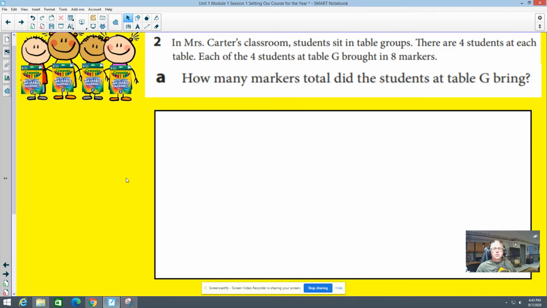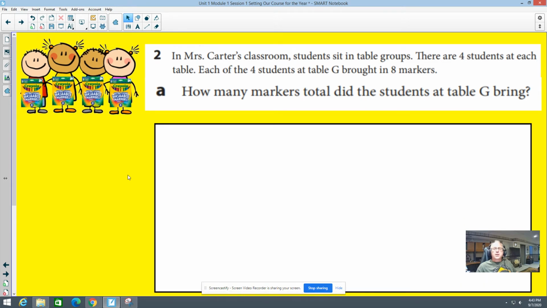All right, so now that we're still modeling a couple other ones here, we're going to do problem 2. In Mrs. Carter's classroom, students sit in tables, okay, groups. There are 4 students at each table. So again, when I look at this, I say, okay, they sit in tables, there's 4 students at each table. So they're looking at table G, which has 4 students and each brought in markers.